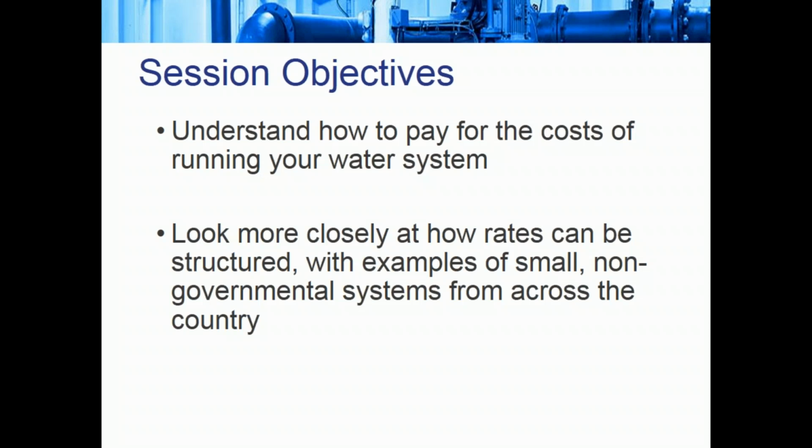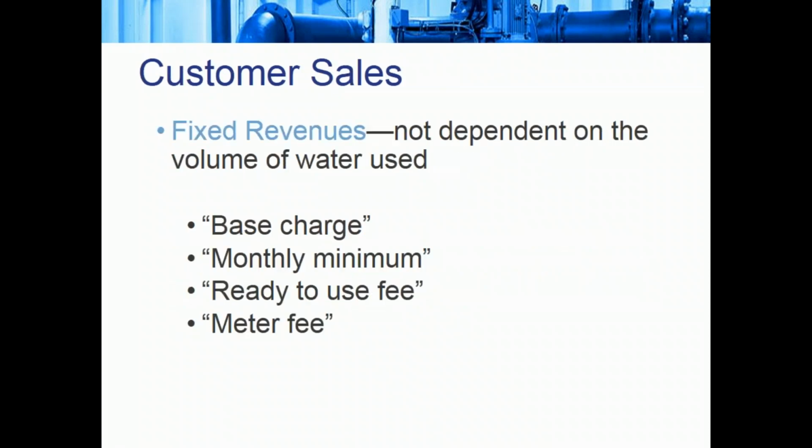As I said, the objectives today are to understand how to pay for the cost of running the system and look more closely at how rates can be structured. I'm going to begin by talking a little bit about customer sales. For some of you, water is included as part of an overall rent or an HOA fee or something else that you're charging to customers. But if you have a differential charge for water, or even if you don't, what you're essentially doing is what's called fixed revenue.